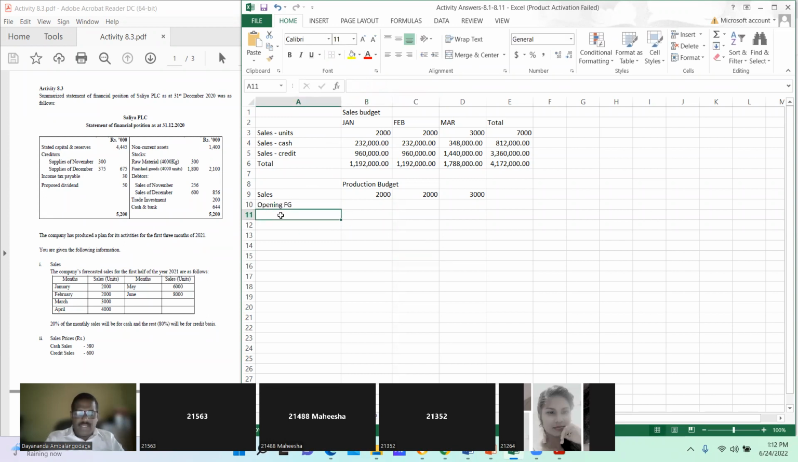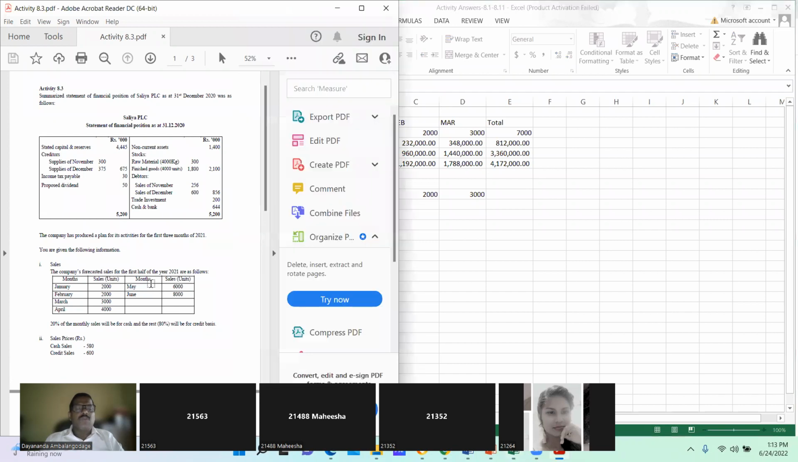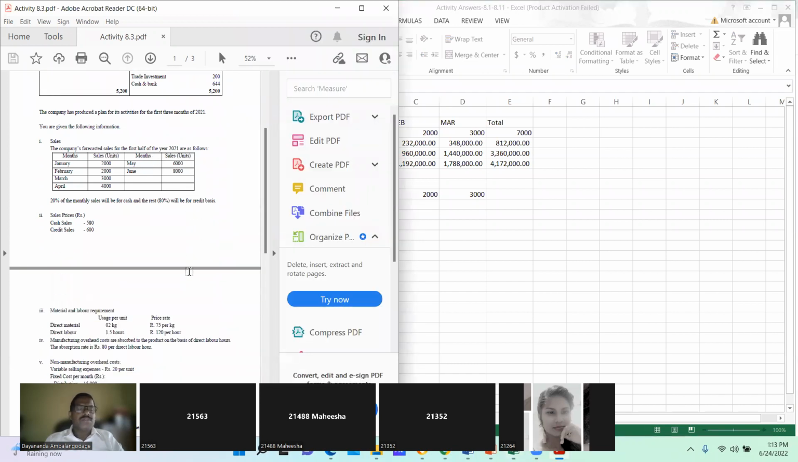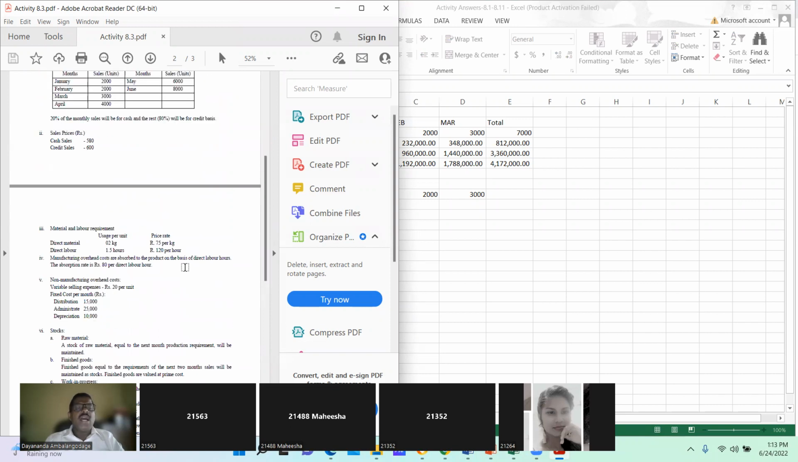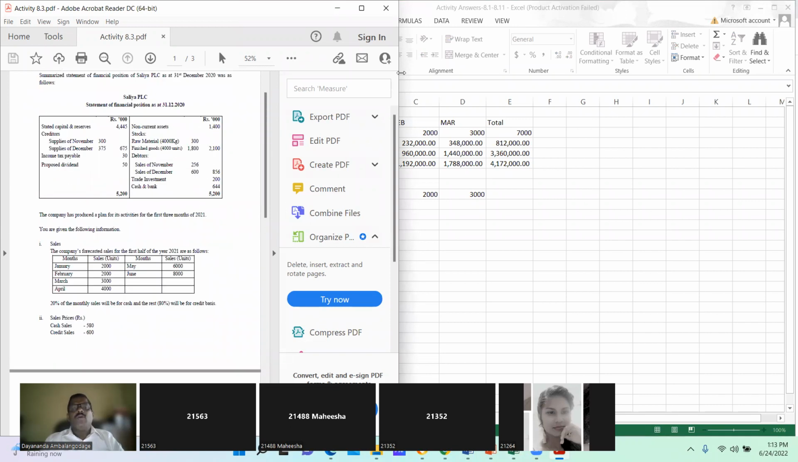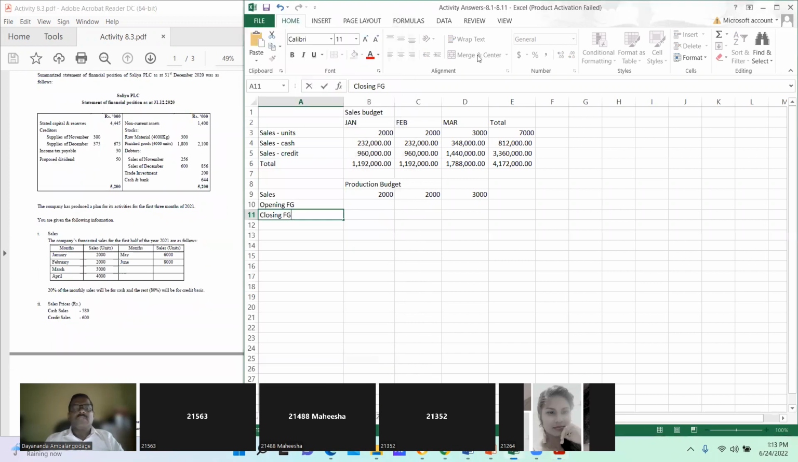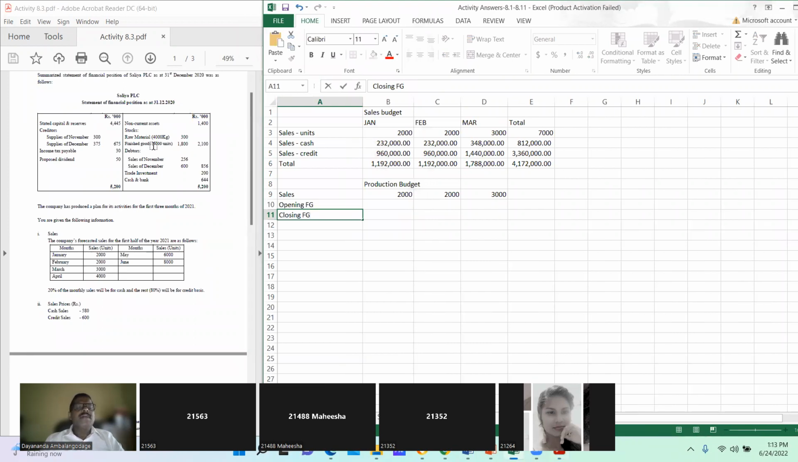Okay, then you can find out closing finished goods. FG means finished goods. So we have to find out the closing finished goods from our question. So just see where the finished goods data is, and you can take the opening finished goods from the balance sheet, which is 4,000 units. So within bracket 4,000 units, because you are deducting it.